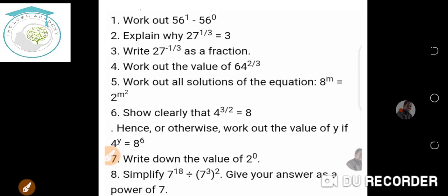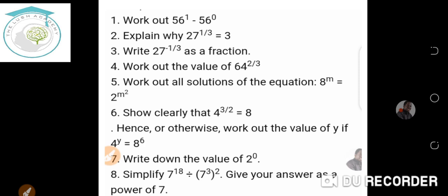The next one, write out the value of 64 to the power of 2 over 3. Remember our law of indices, 64 to the power of 2 over 3. Let's go to the next page quickly. 64 to the power of 2 over 3, yes.